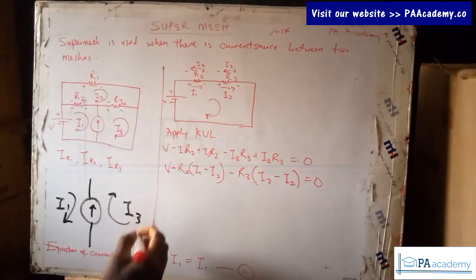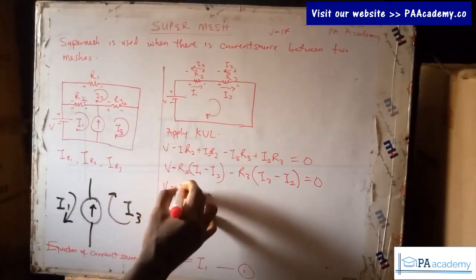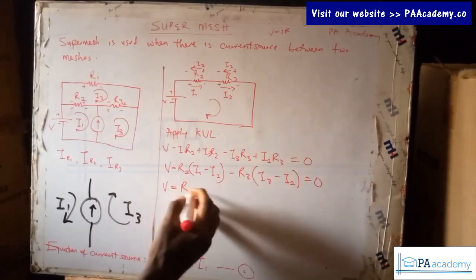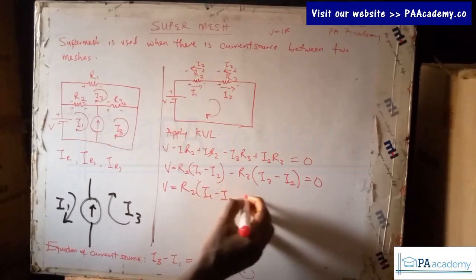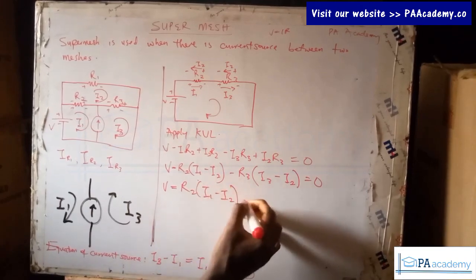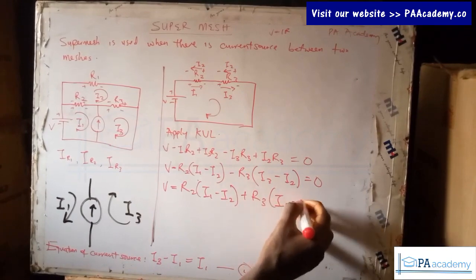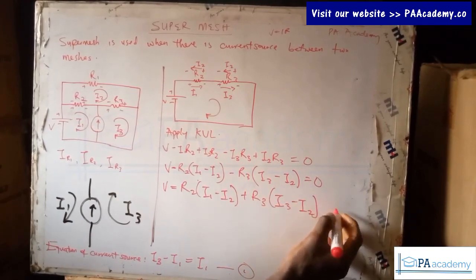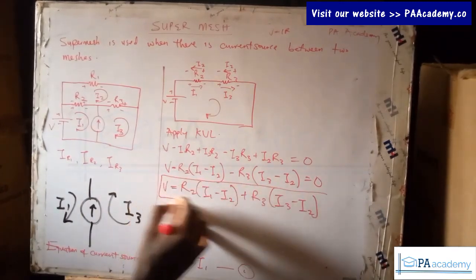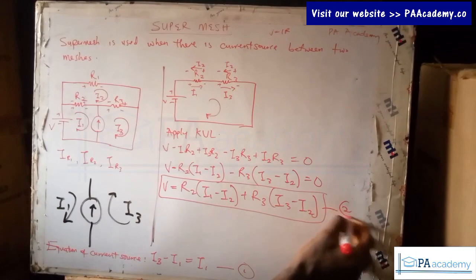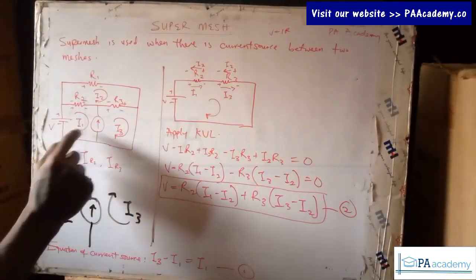So with that, we can have our V, when it comes to the other side of the equals sign, equal to R2 into brackets I1 minus I2, plus R3 into brackets I3 minus I2. And here is equation 2. This equation 2 is when we put these two meshes together.